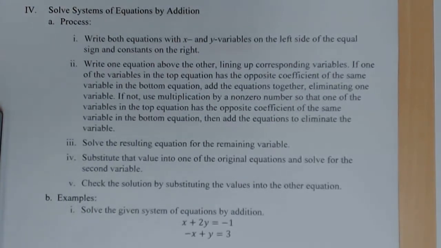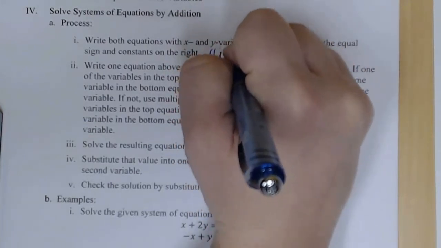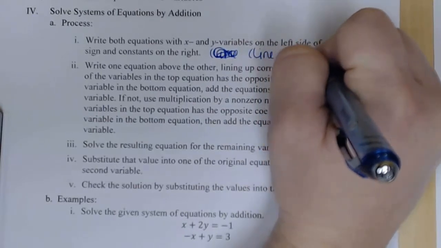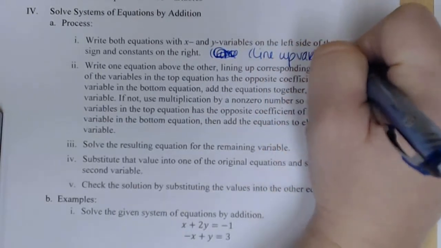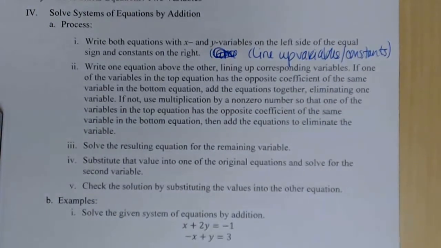So here's going to be our process. You're going to write both equations with x and y variables on the left side of the equal sign and constants on the right. So to simplify that, we're going to line up variables and constants. So I'm going to get everything in order, looking the same. Step 2, it says write one equation above the other, lining up corresponding variables.